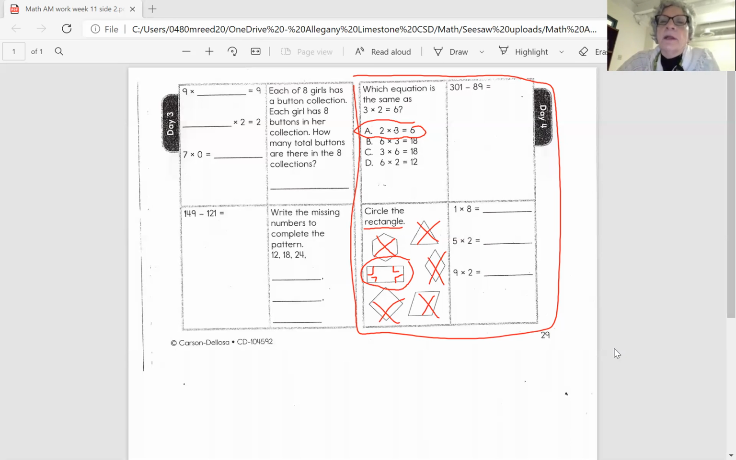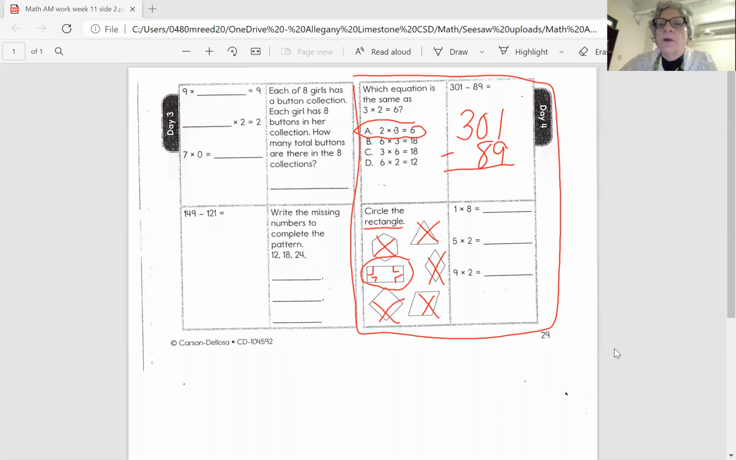All right, let's look at 301 minus 89. This is just a subtraction algorithm. The biggest thing that you need to remember with this one is when you take 301 and subtract 89, make sure you line your numbers up according to place value. So make sure your ones are under your ones, your tens are under your tens, your hundreds are under the hundreds, which is what I've done here.